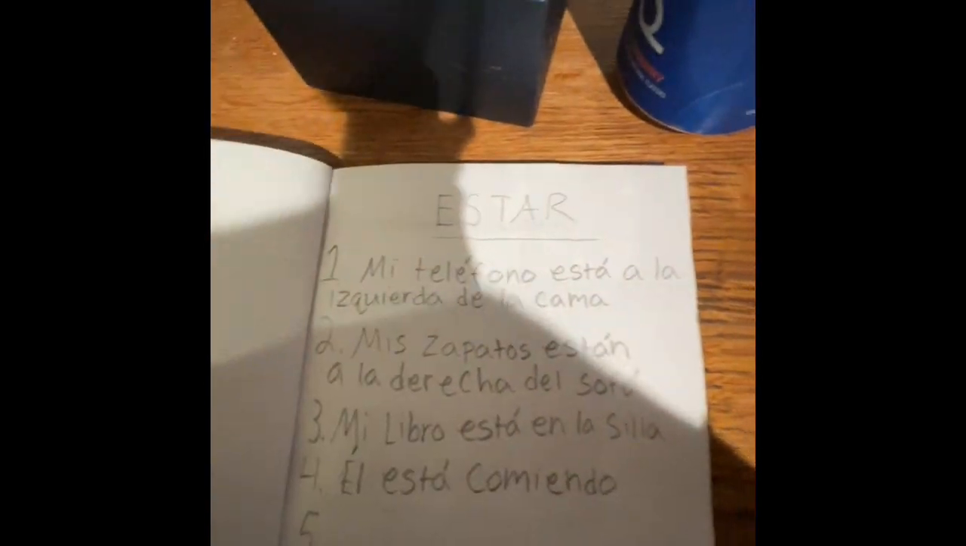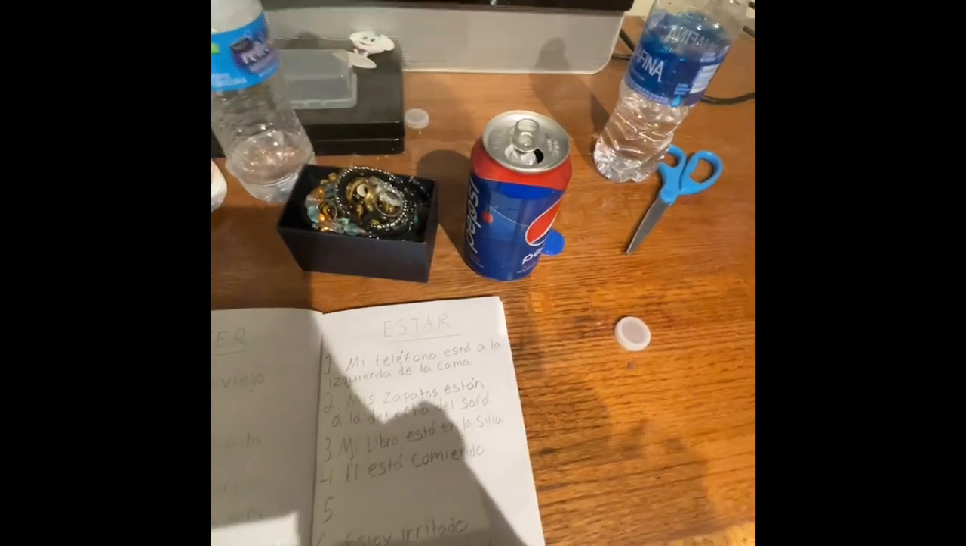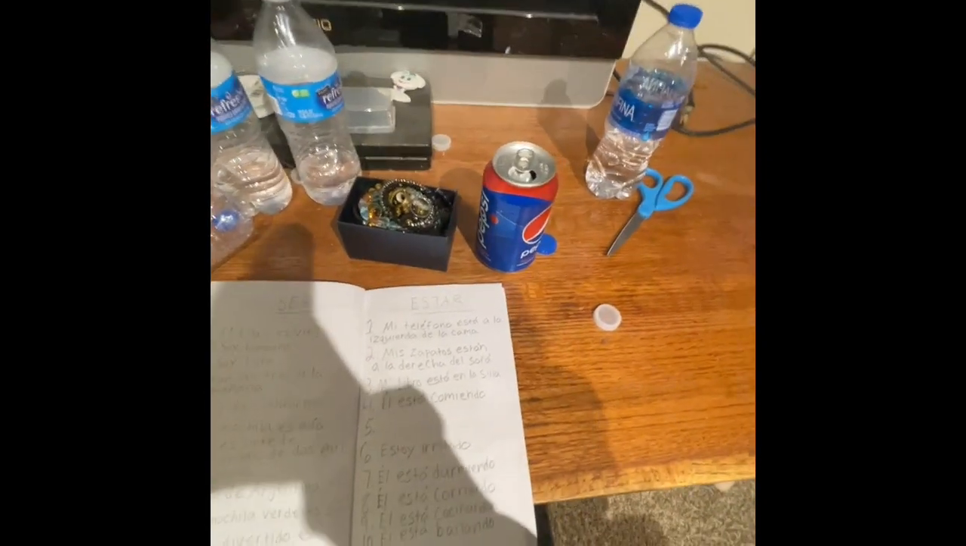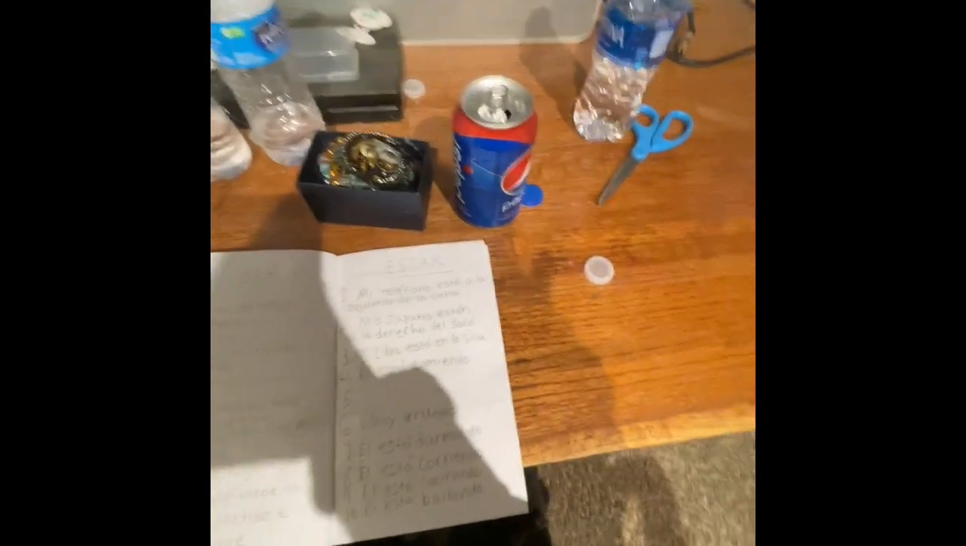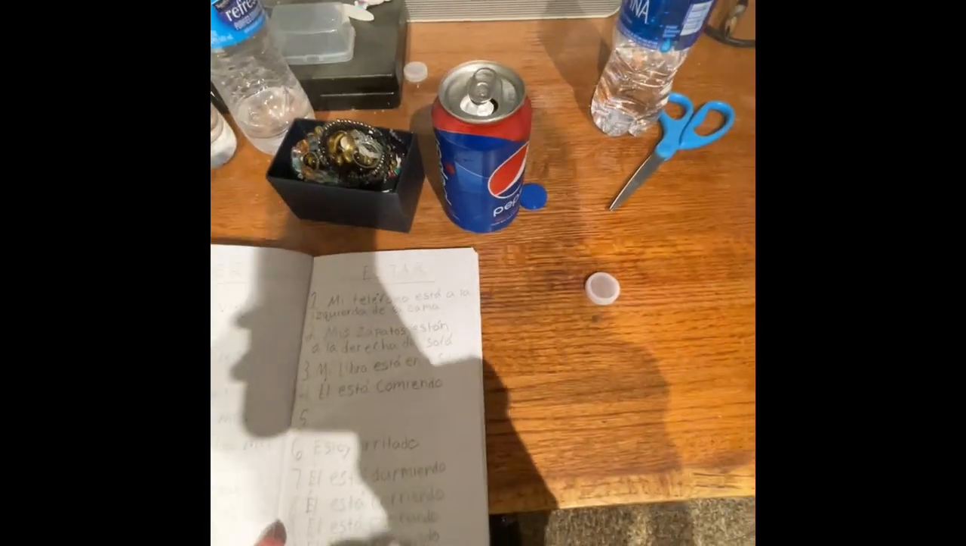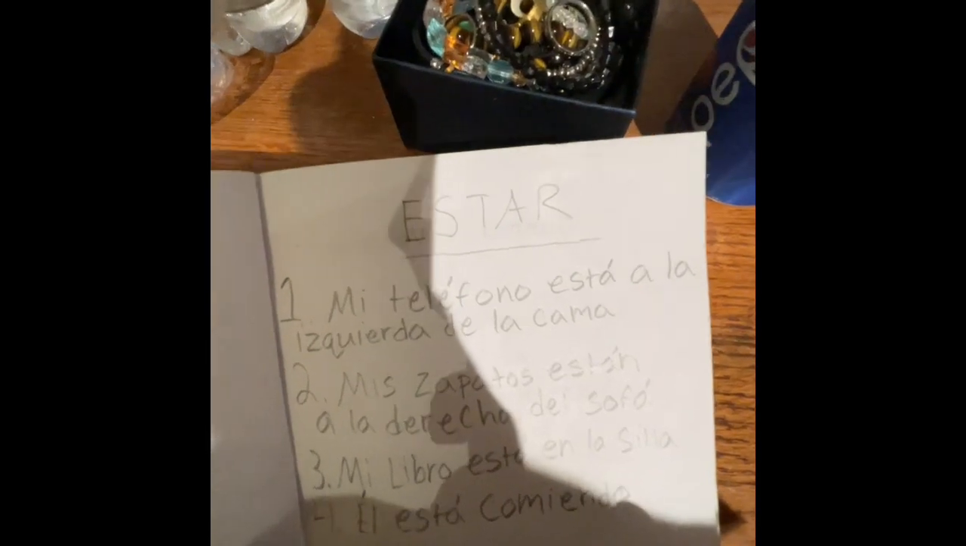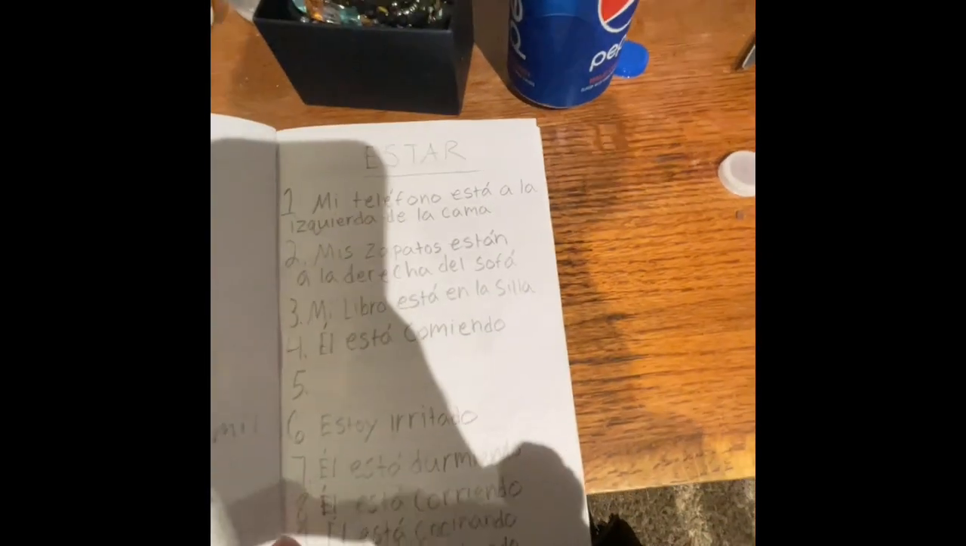Alright, so now that's ser. Alright, so now let's move on to the verb estar. So now estar is like the same thing. Alright, so the acronym for estar is PLACE. Alright, so P equals position, L equals location, A equals action, C equals condition, and E equals emotion. Alright, so let's get started with the first sentence. So the first one, mi teléfono está a la izquierda de la cama. My phone is to the left of the bed, which is describing position.